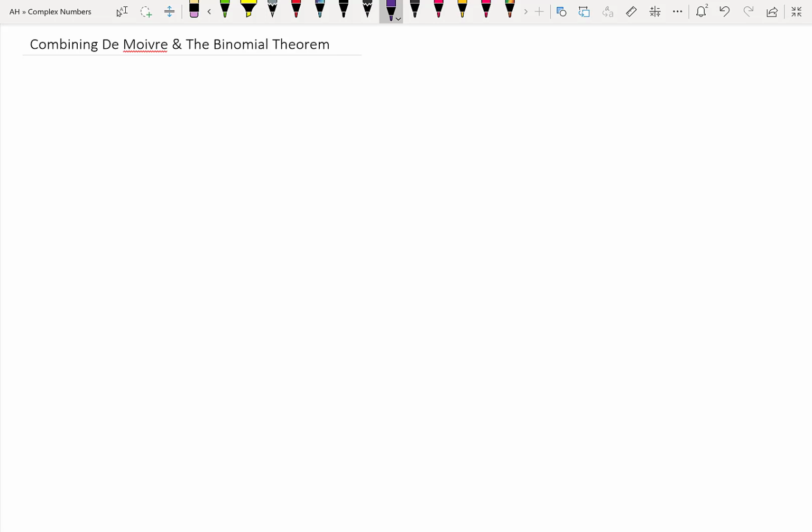Okay, so moving on to combining theorems here. One of the things we can do is combine what de Moivre has said with the binomial theorem. As is something that we tend to frequently do, we try and combine these things to make lives a little bit easier. So what can we do? We can combine de Moivre's theorem and the binomial theorem.